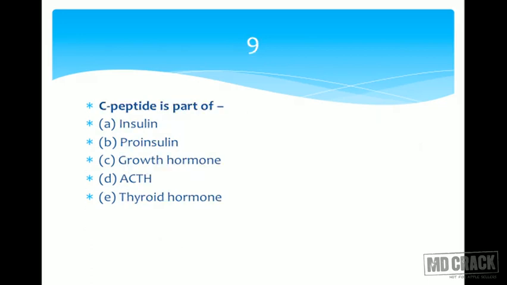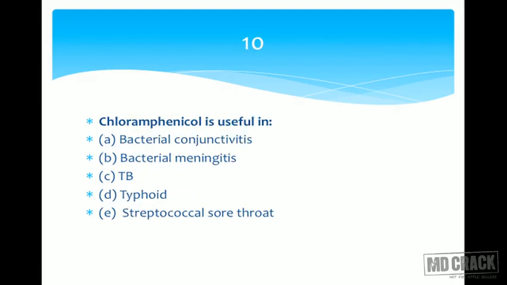Let's go to next question number 9. C-peptide is part of insulin, proinsulin, growth hormone, ACTH, and thyroid hormone. And I think that's going to be easy. It's your biochemistry. C-peptide is part of, you can see the answer, that's proinsulin. We go to the last question in this session, question number 10.